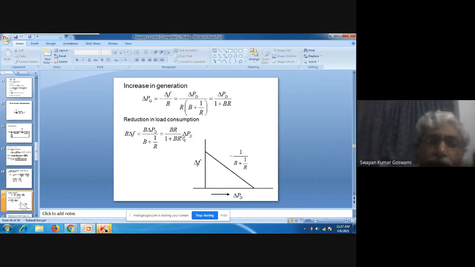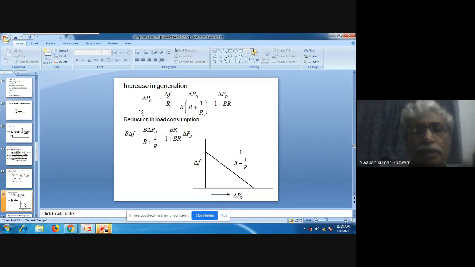This is the value of the change in demand, that means reduction in power demand. Okay. So you see that because the load has been changed, frequency has decreased in response to increase in demand. As a result, in steady state, the generator is increasing its power output by delta Pg, that is delta Pd by 1 plus Br. Load is consuming somewhat less power. How much less? It is B delta F equal to Br by 1 plus Br into delta Pd.